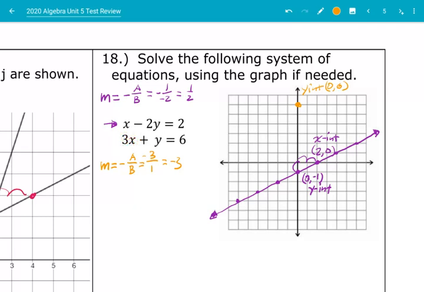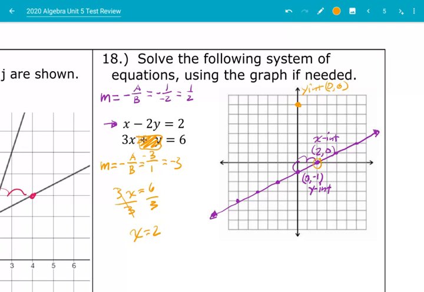Let's find the x-intercept. Y is 0, so that term is nowhere. 3x equals 6. Divide by 3. That gives us x equals 2. So that was the x-intercept. So, oh look, it's the same point right there.